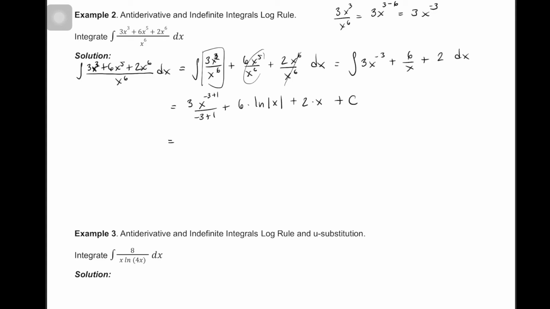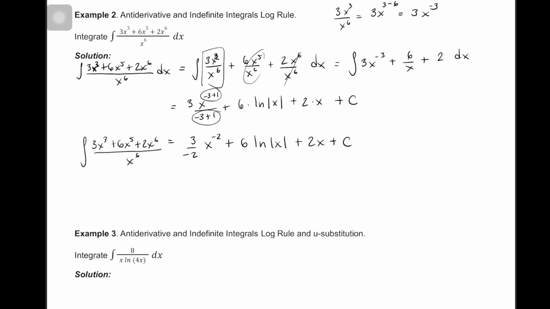If we notice on the first one, we have 3, and this is going to be negative 2, and this is going to be negative 2. Then 6 natural log of absolute value of x plus 2x plus c. And there you go, right? We have found the antiderivative of this.